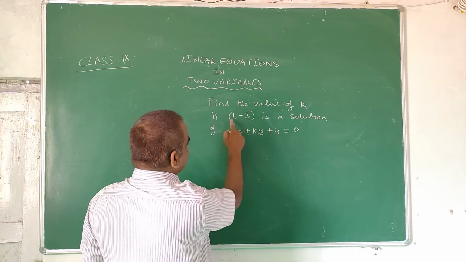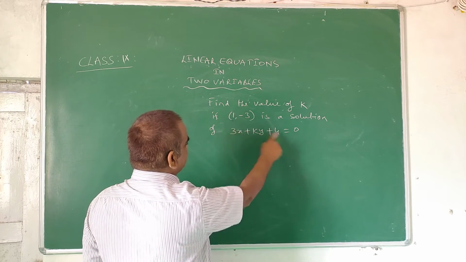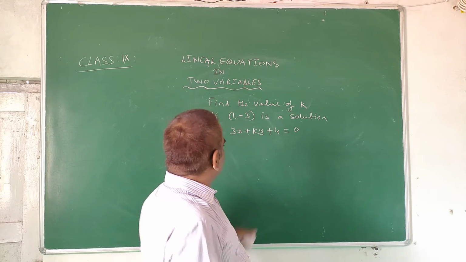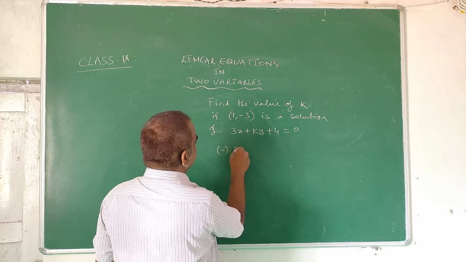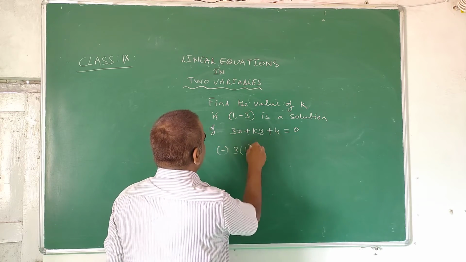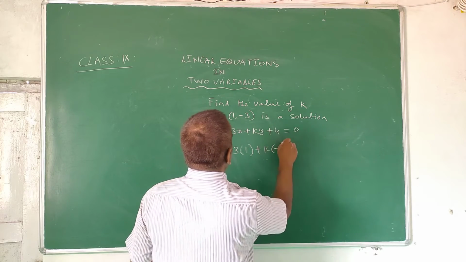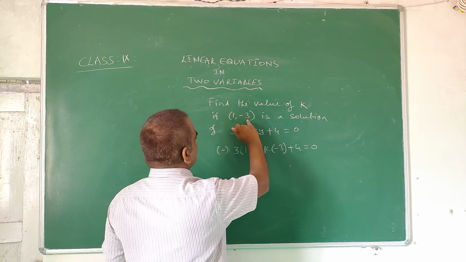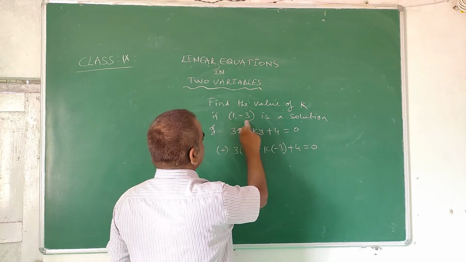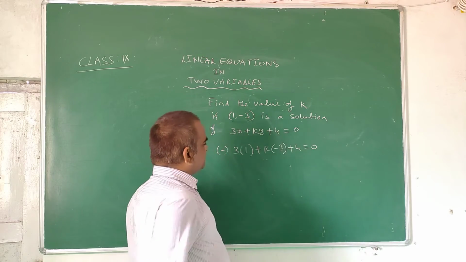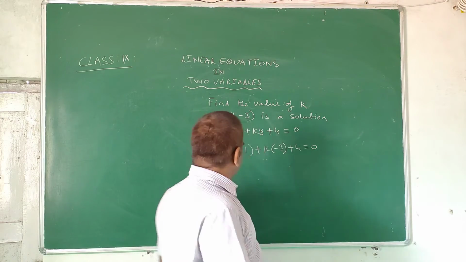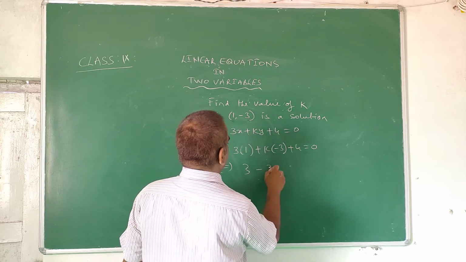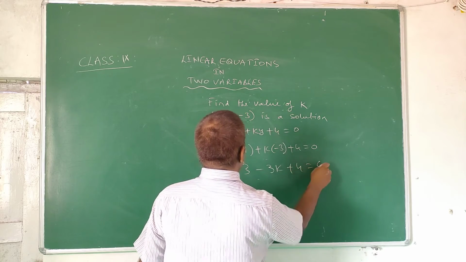As (1, -3) is a solution of this equation, this x value 1, y value -3 satisfies this equation. So then what will happen? Because it is a solution, 3 into 1 plus k into -3 plus 4 is equal to 0, because I substituted x value 1 and y value -3. As this is a solution, obviously this satisfies this equation, so this value becomes 0. 3 ones are 3, plus into minus minus, 3 into k, 3k, plus 4 is equal to 0.